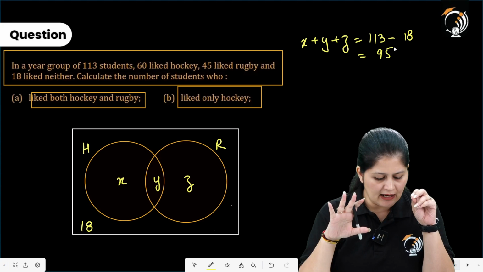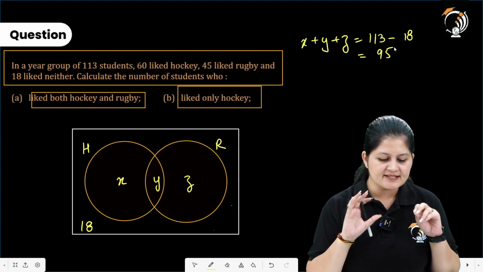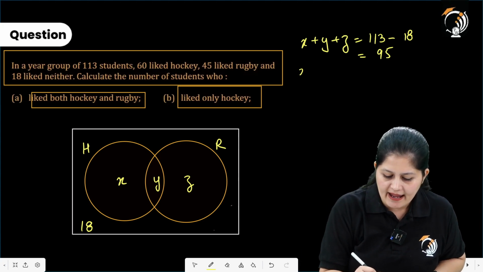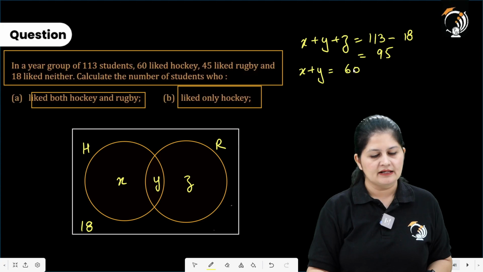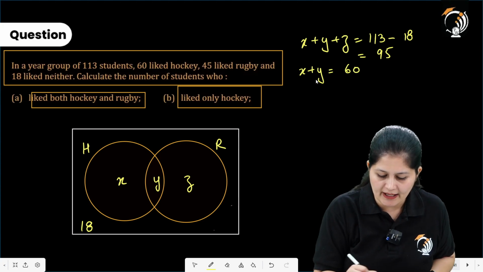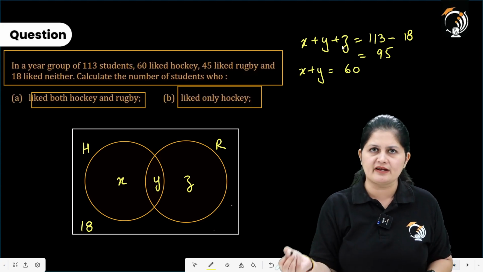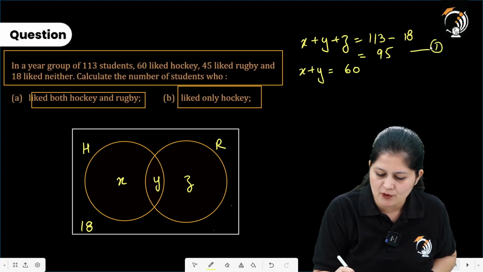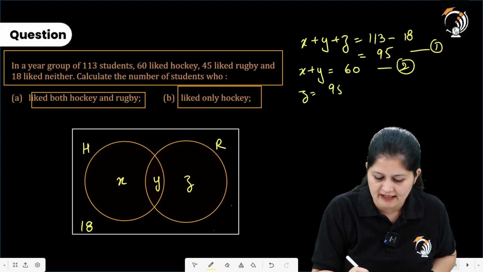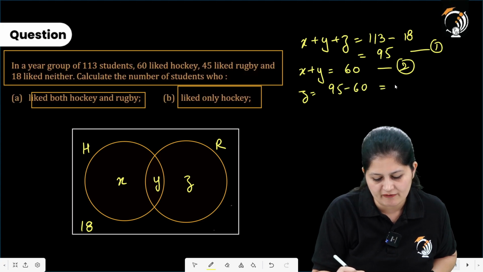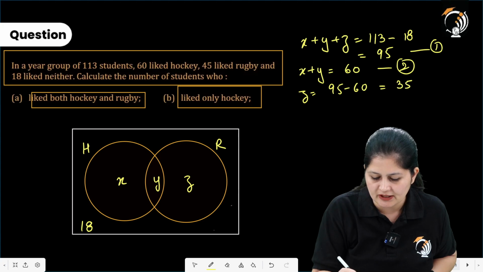Now further, we know that 60 liked hockey. That means x plus y is equal to 60. Correct. So here, can we just find out the value of z? Let's take this as equation 1, this as equation 2. If we put this in equation 1, we are going to get 95 minus 60. That means the value of z is equal to 35. Clear?